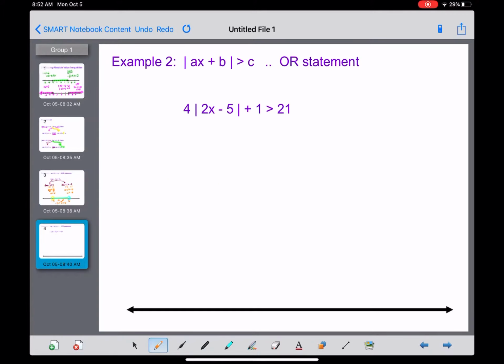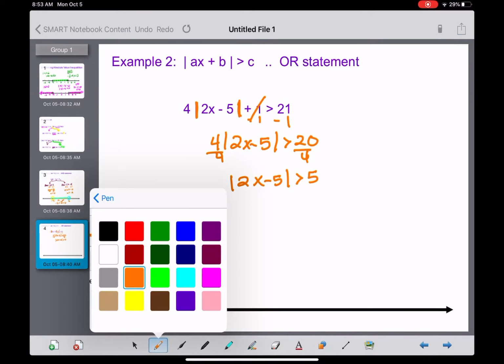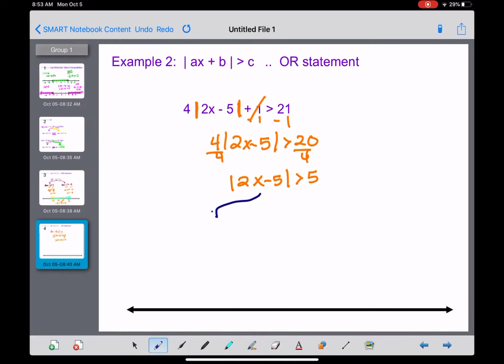Our last example is an or statement. So that means that my graph's going to be going off in different directions. Before I start, though, my absolute value bars are not isolated. So I want to subtract 1 from both sides. And then I want to get rid of the 4 out in front by dividing. So I'm left with the absolute value of 2x minus 5 is greater than 5. Now that my bars are isolated, I can split into the positive and the negative sides.